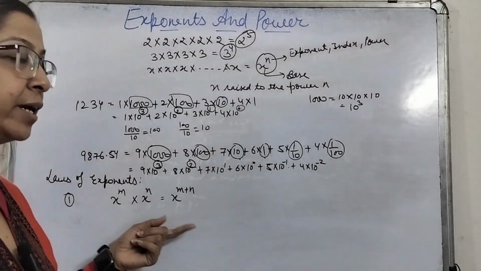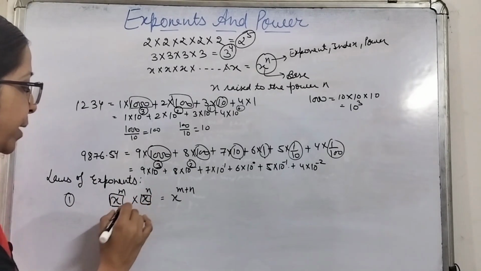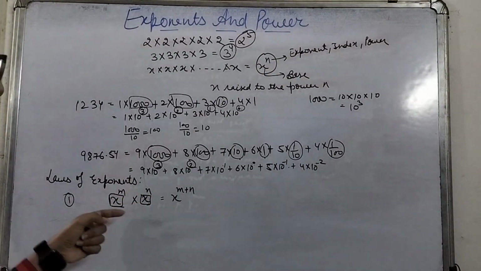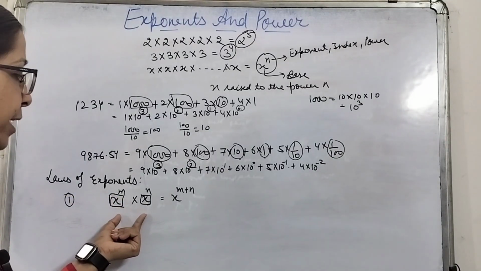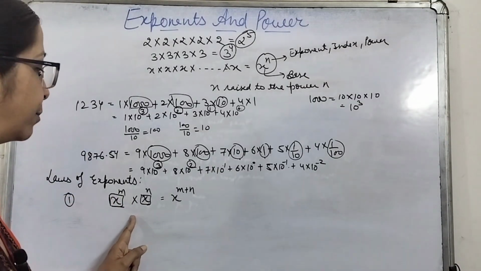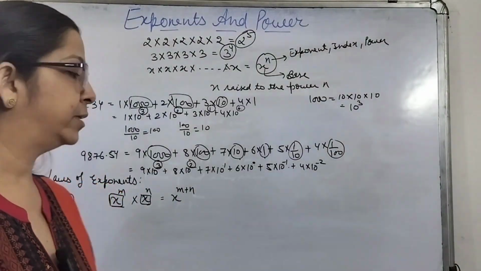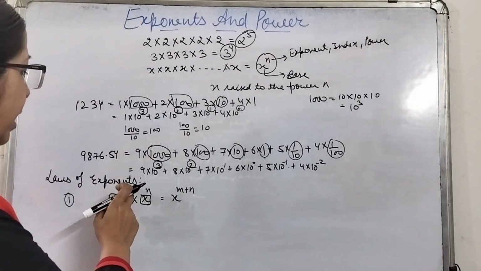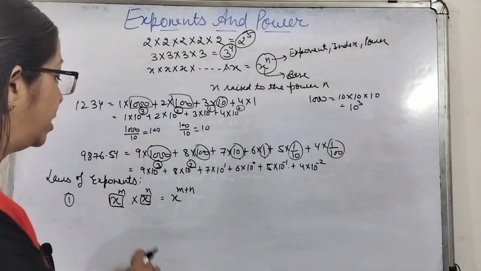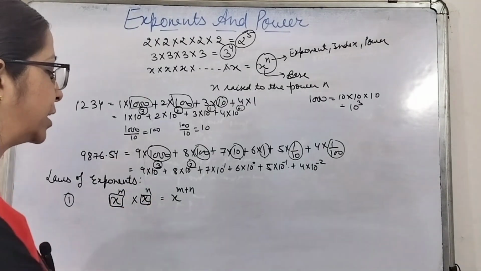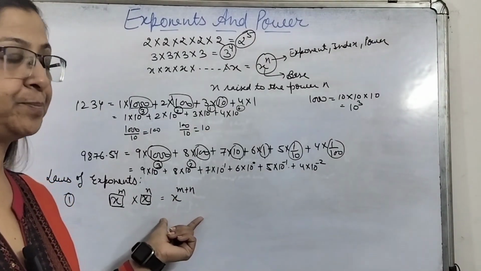What does it mean? x is the base over here. If the base is the same, x here and x here, that means if bases are same and there is a multiplication sign in between, then their powers are going to be added. That means x raised to the power m, m could be any number, x raised to the power n, n could be any number. If bases are same and there is a multiplication sign in between, then powers are going to be added.